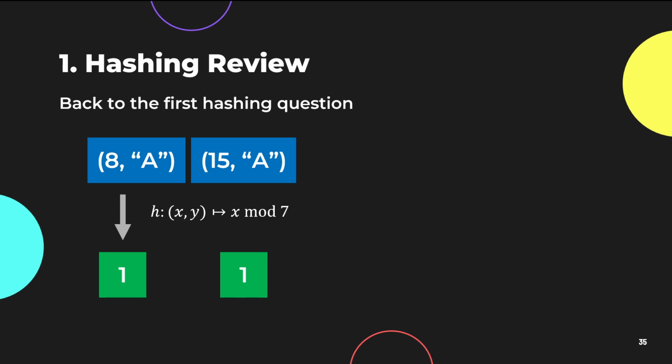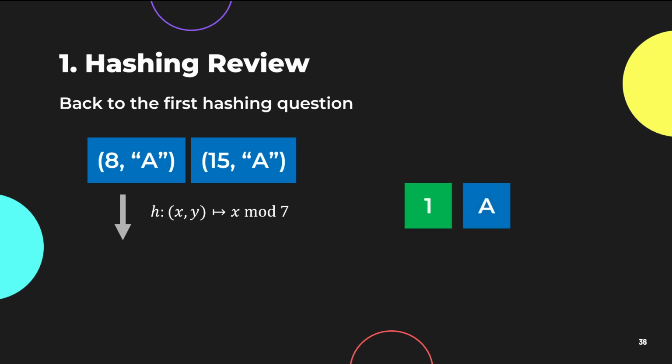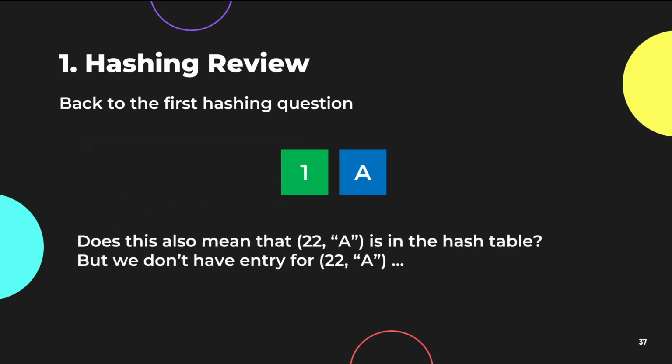So here's a quick example. Suppose I have 8a and 15a, key and value. My function here is to take the key modulo 7. So 8 modulo 7 is 1, and 15 modulo 7 is also 1. So this will map to one value in my hash table, that is 8. Now the question is, 22 modulo 7 is also 1, right?